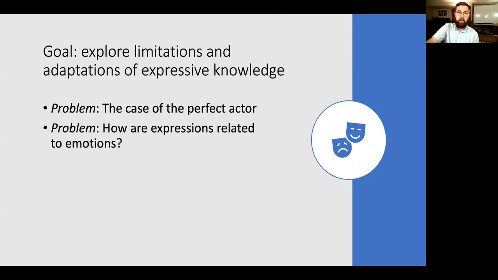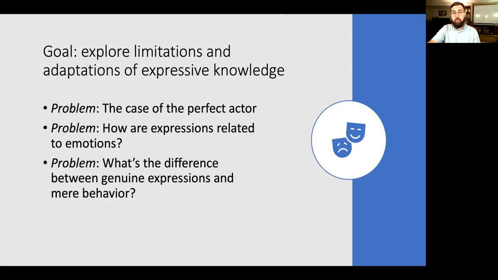Another problem is determining how expressions are related to emotions. Gomes stipulates that it is a kind of metaphysical dependence relation, but what kind? And how do we know it's not a contingent relation? Next, what's the difference between genuine expressions and mere behavior? This will depend on what criteria we have for expressions. Finally, expressions beyond emotions. Most of the research so far has to do with expressions of emotions, but there may be other kinds of expressions that occur in virtue of other kinds of mental states, such as thoughts.